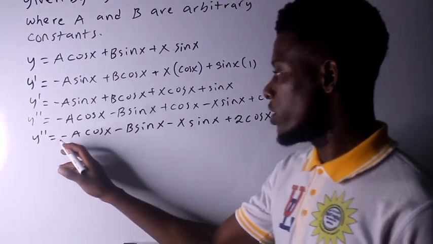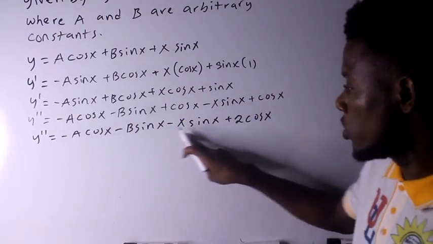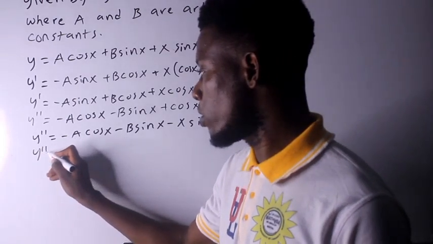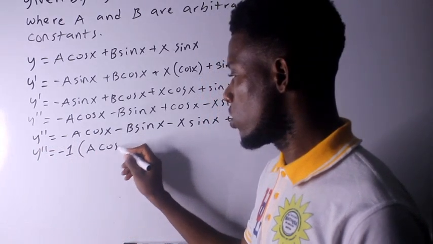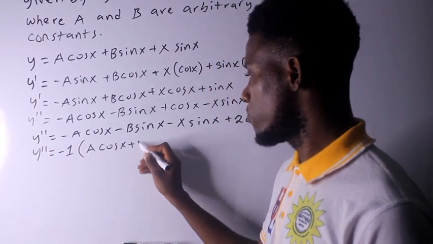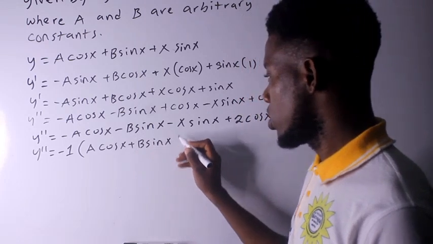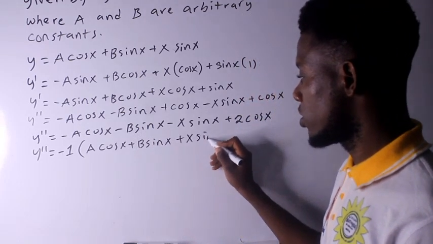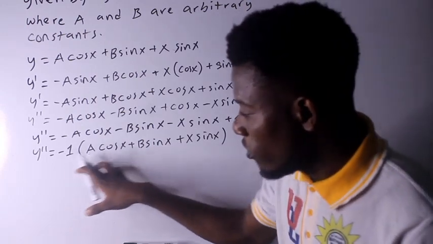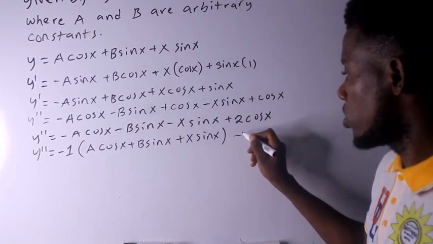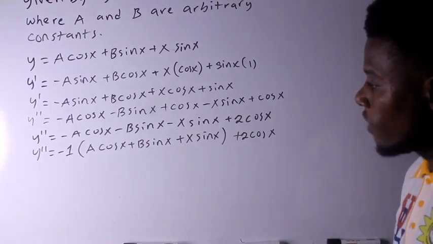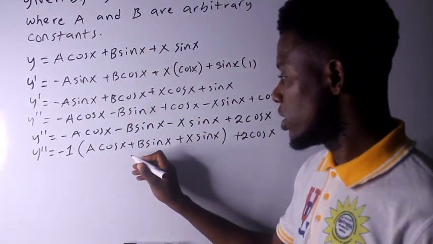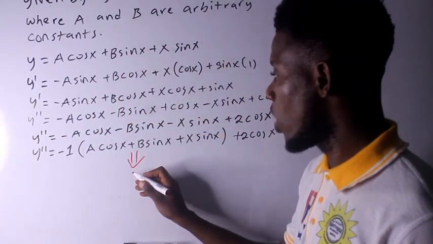Now, the next thing to do is to factor out negative 1 from these three terms. We have y prime prime equal to minus 1, parenthesis open. This is going to become positive: a cos x is going to be positive, plus b sin x is also positive, plus x sin x. Multiply negative 1 by everything here, and you're going to have this plus 2 cos x.